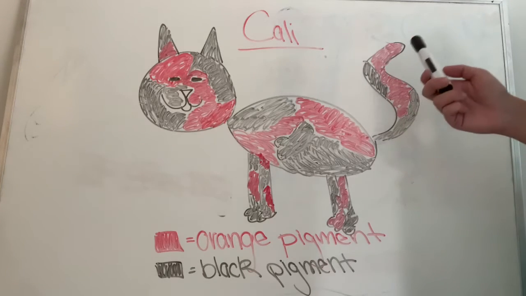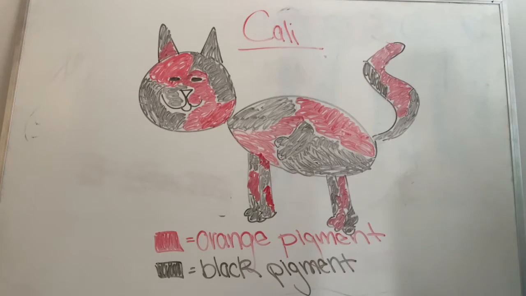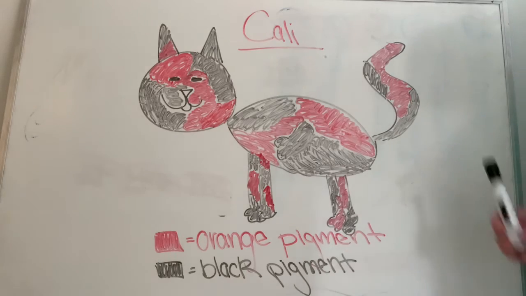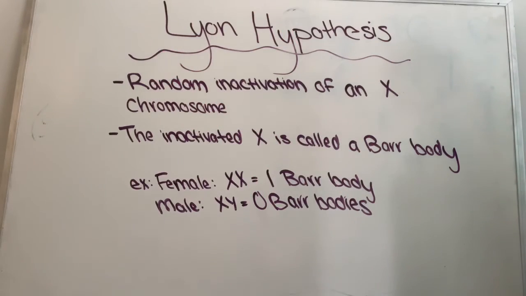My friend Callie, and today we're going to learn about the Lyon Hypothesis and figure out why she's colored the way she is. We must first understand the Lyon Hypothesis to understand why Callie is colored in the pattern she is. So the Lyon Hypothesis is the random inactivation of an X chromosome. The inactivated X is called a Barr body.